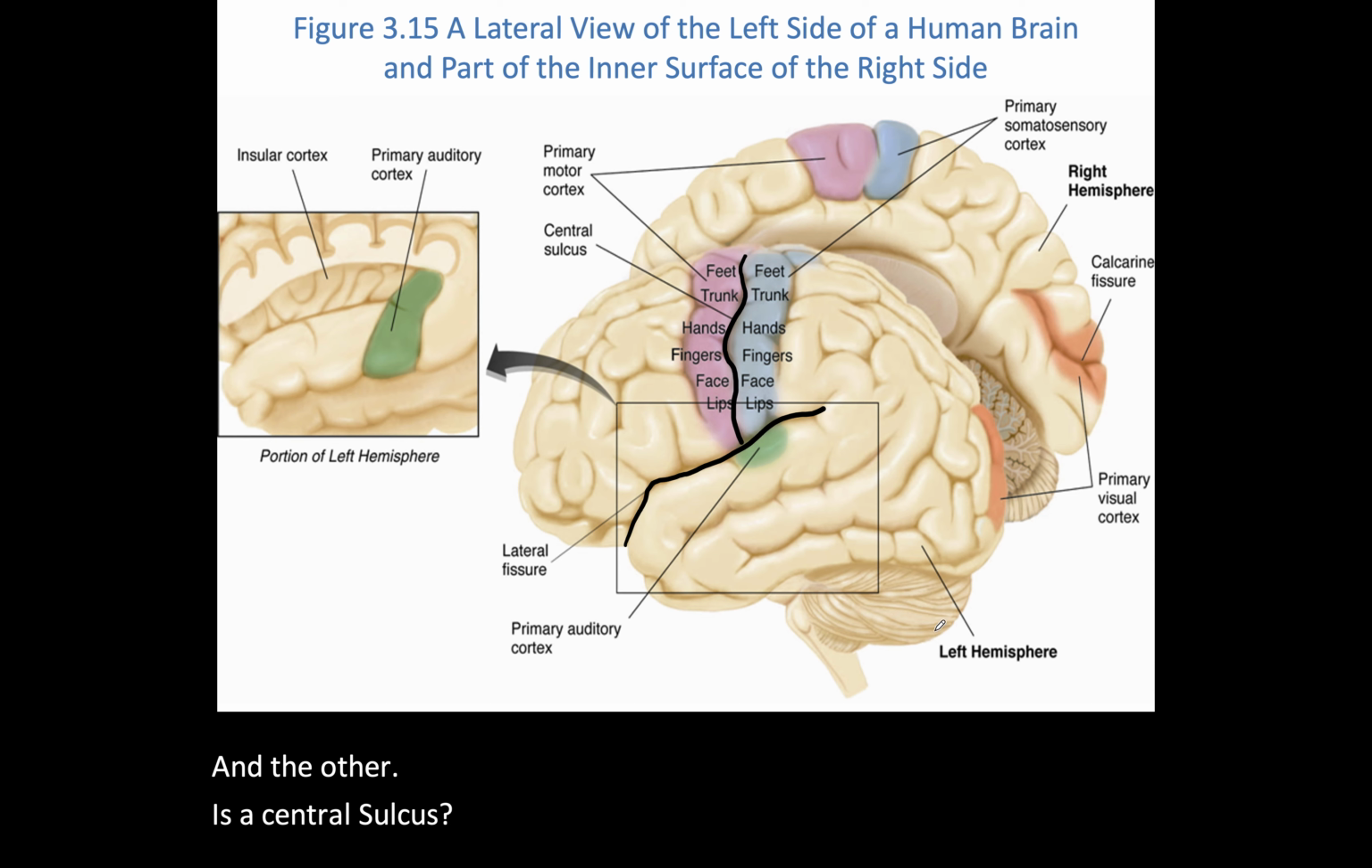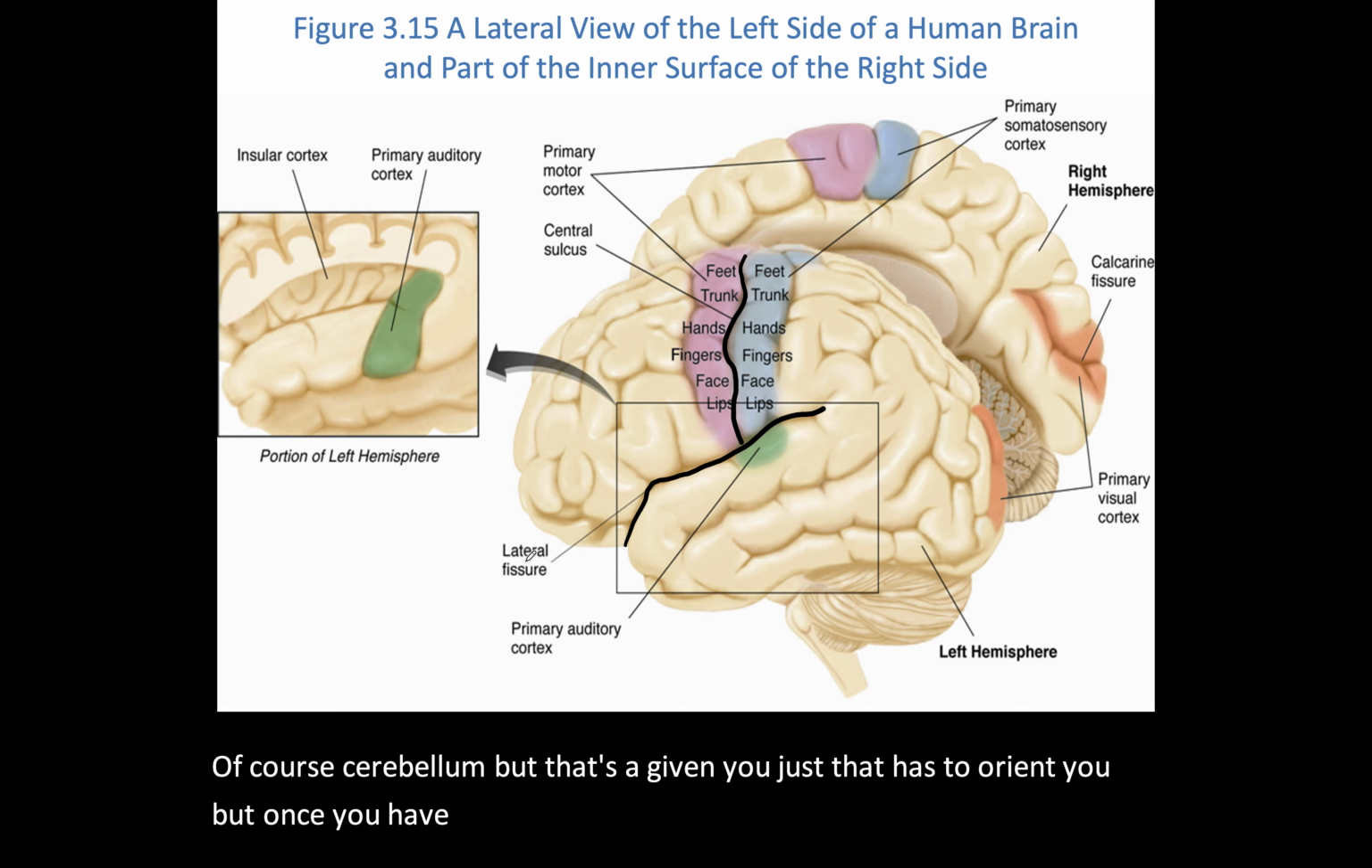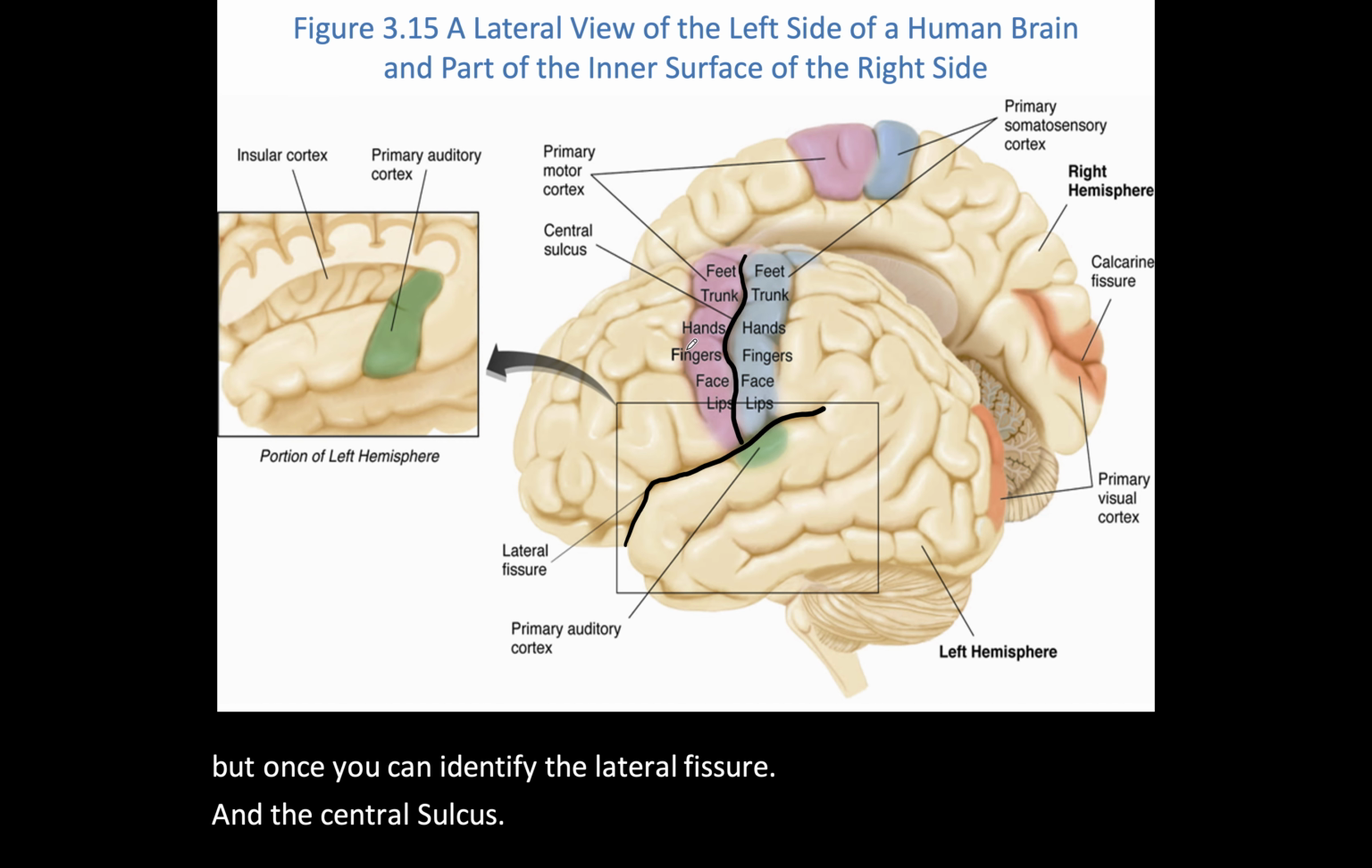Of course, the cerebellum, but that's a given. That has to orient you. But once you can identify the lateral fissure and the central sulcus, you can basically figure out where you are.